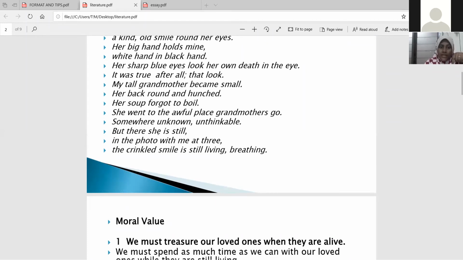Okay, but there she is still in the photo with me at 3. So the photo was taken when the persona is 3 years old. The crinkled smile is still living, and this is what happened now, where she misses her grandmother. She still sees her in the photo. She sees her as the younger version of the grandmother, where she was healthy, she was still straight, and she was very pretty with the very neat dress and all that. All right. So the crinkled smile is still living. Crinkle meaning the wrinkles on her face. So when she smiles, you can see the wrinkles.